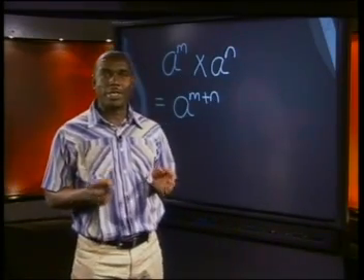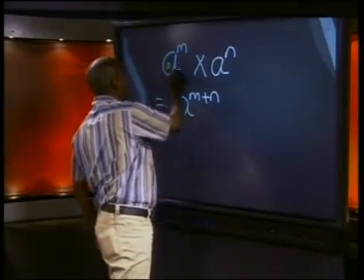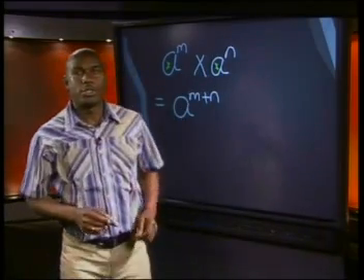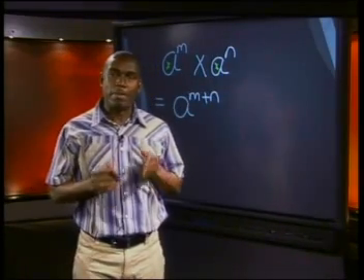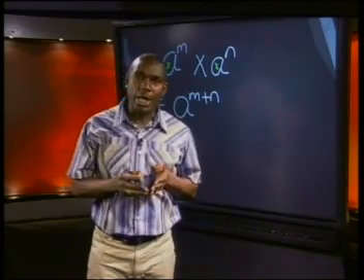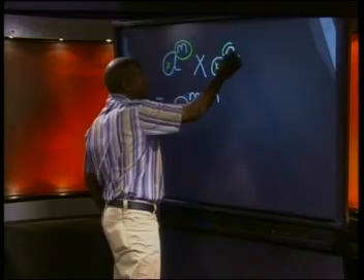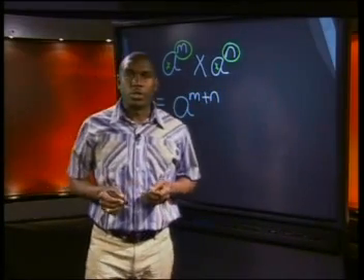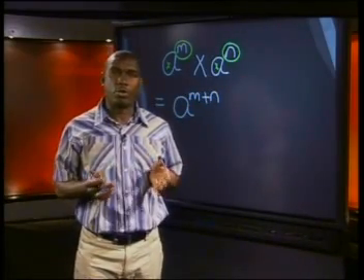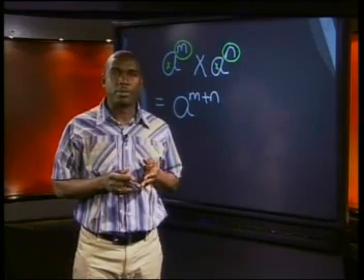Right, we use the letter a here and here to say that the bases of the numbers must be the same. We use m and n to say the exponents can be different, although they don't have to be.